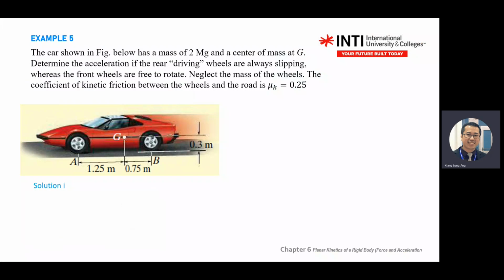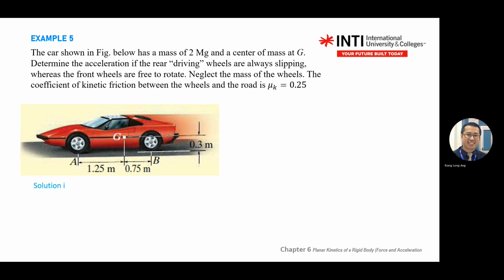Okay, let's look at this example, then we call it a day. Example 5. How do you know you are in a chapter 6 question? You will see the G point already. In the previous chapter, you won't see the G point, but if we see the G point, it means you need to use the moment equation in the calculation. I'll give you 2 solutions. You are given a car with a G and a dimension here, the height and the distance between A and B.